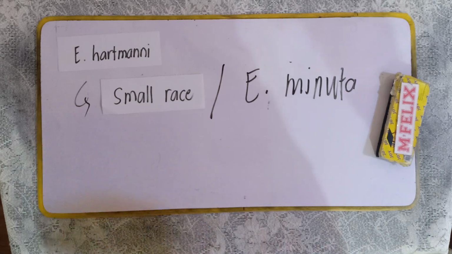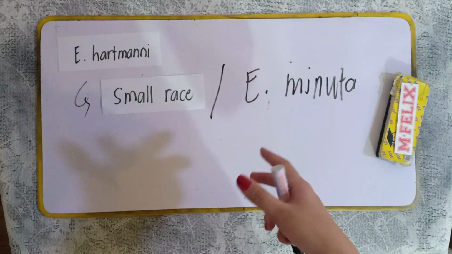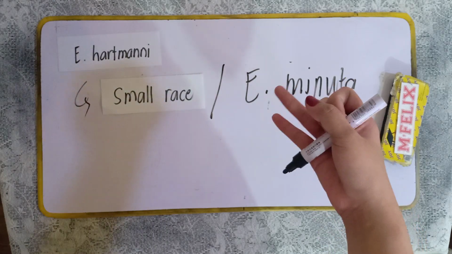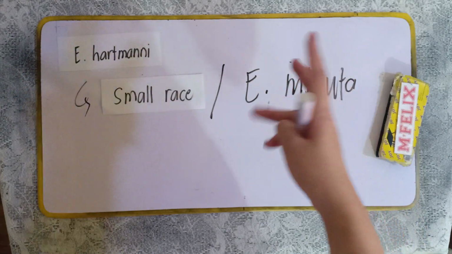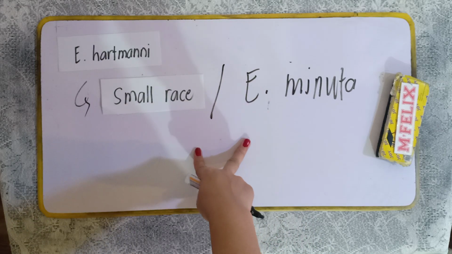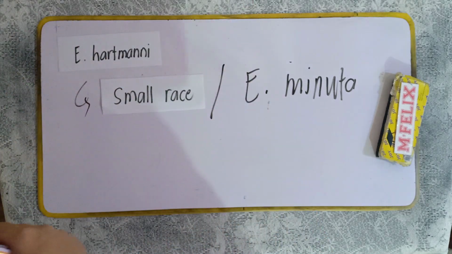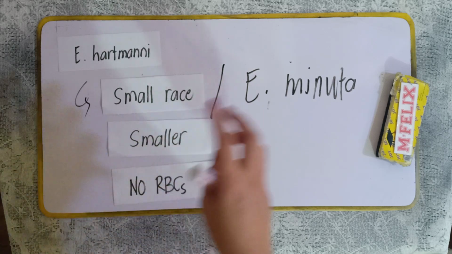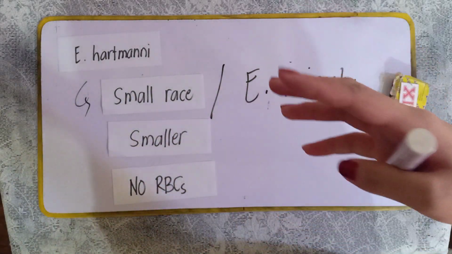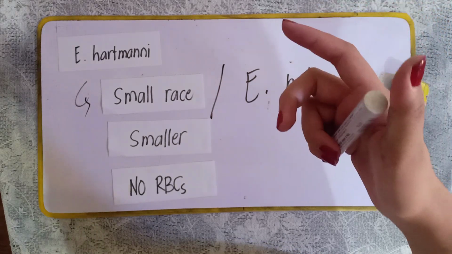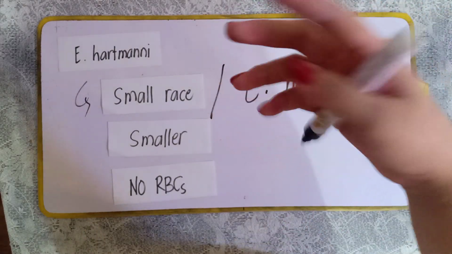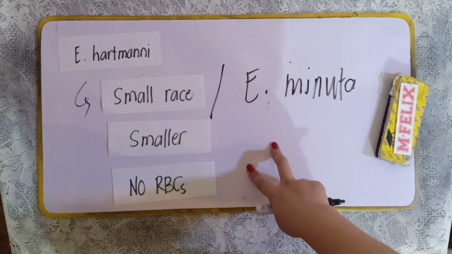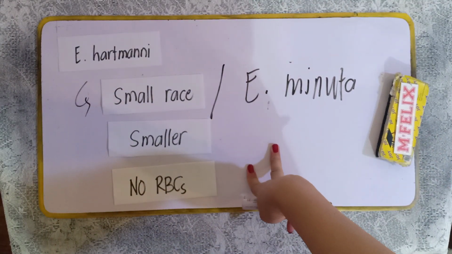Okay. Now, this is also similar to Entamoeba histolytica in terms of their nucleus, in terms of their trophozoite and the cyst, except that it is much smaller compared to your E. histolytica, and then the trophozoite does not ingest RBCs. So, pag tinanong ko class, what would be the best differentiation between E. histolytica and Entamoeba hartmanni? It would be the size.